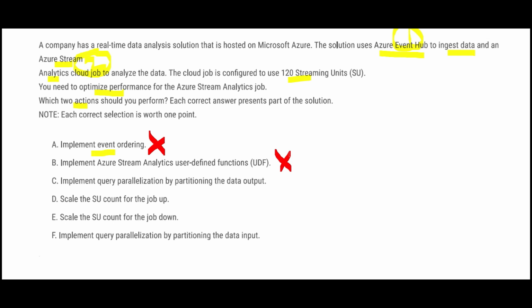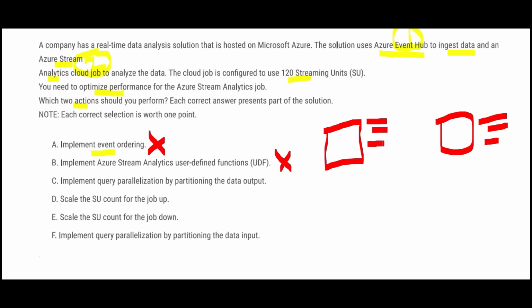Now C says, buddy, let's do query parallelization by partitioning the data output. You mean when the data is sent from this point to this point, they are telling, guys, let's partition it here. So stupid, right? You should have partitioned it here so that more data could have flown parallelly from here to here. What's the use of partitioning the output?